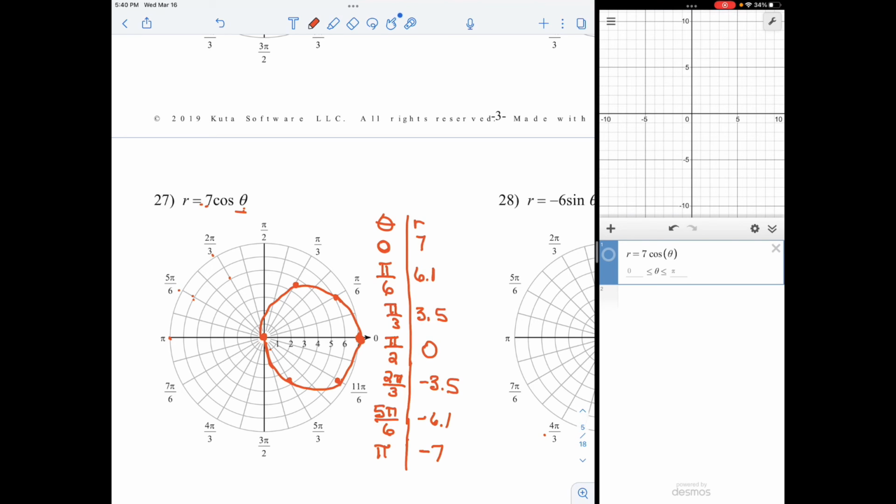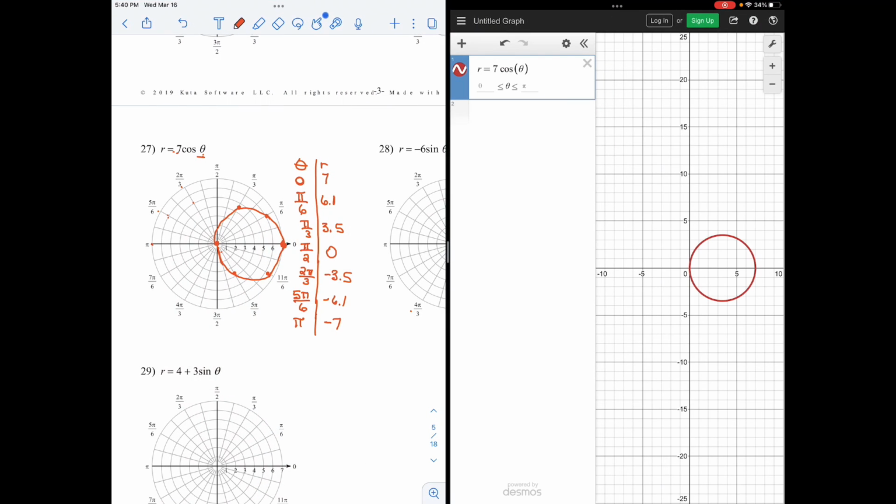Okay? Graphing is not my strong suit. If we were to graph this on your handy-dandy calculator, you can go into polar mode and type 7 cosine theta. I've done it on Desmos, and we see that, in fact, it is a circle. Because it's cosine, it's going to be symmetrical about the x-axis, and it has a radius of 3.5.